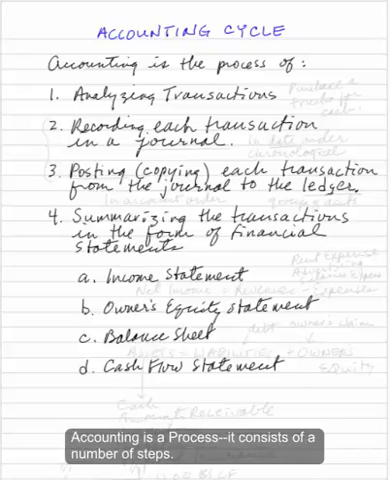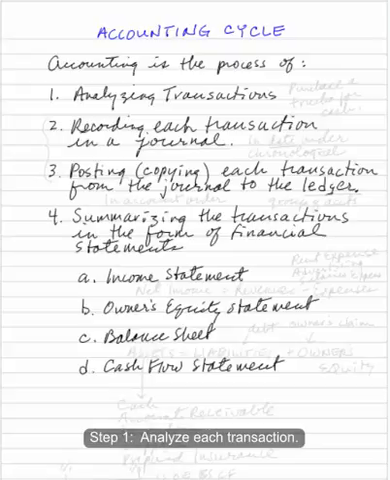Okay, let's take a look at the definition of accounting. This is the one I like to use. You'll find a different one in the textbook. I think of it this way. Accounting is a process. It consists of a set of steps. And I've got 4 big steps listed here. The first step is to analyze transactions.